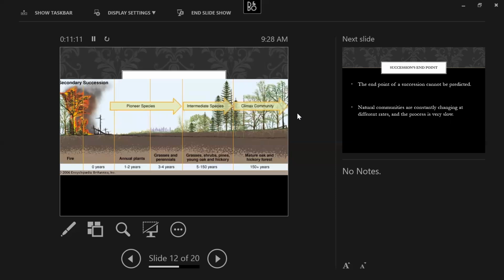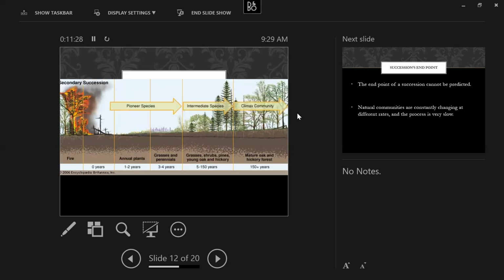The key here is that the soil is still there. A fire is going to burn the shrubs. It's not going to get rid of the soil. So stuff can just easily be replanted very quickly. Is everyone cool with that? So this is secondary succession, where the soil is still there, so it happens really fast. That's the difference between the two.